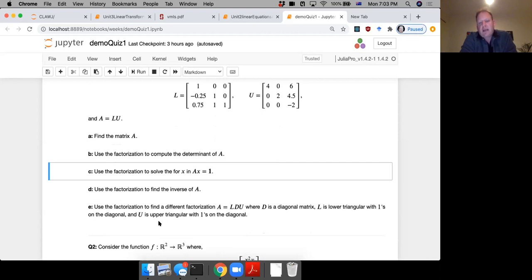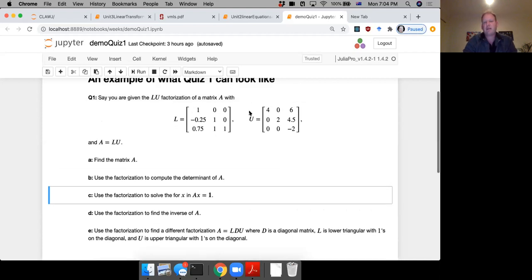A equals L times D times U, where D is a diagonal matrix, L is lower triangular with ones on the diagonal, and U is a different U now, upper triangular with ones on the diagonal. So look, LU is kind of not fair, because L has ones on the diagonal, but U doesn't. So what you can do is squish another matrix in the middle, a matrix D, and that matrix will just have the pivots, 4 and 2 and -2.